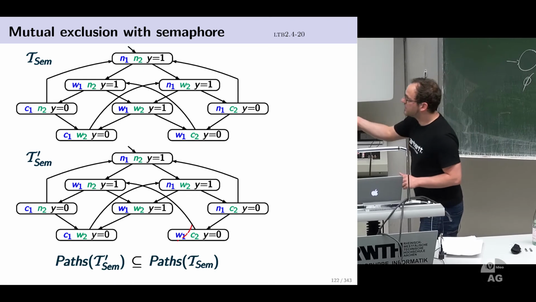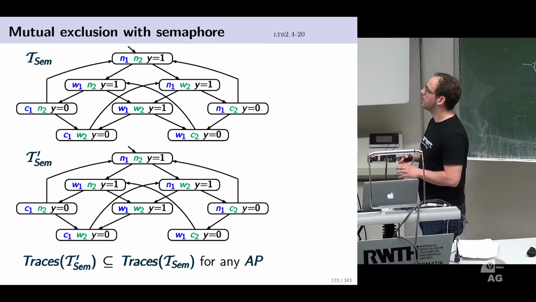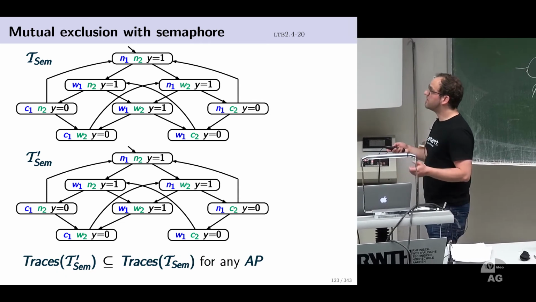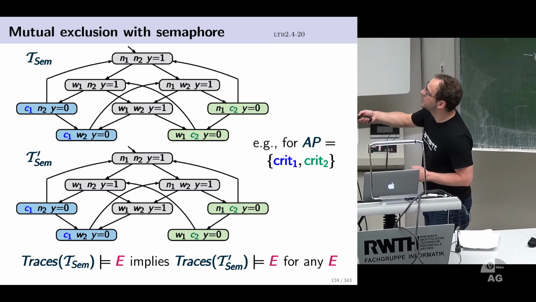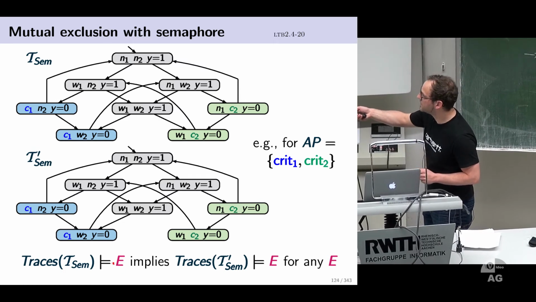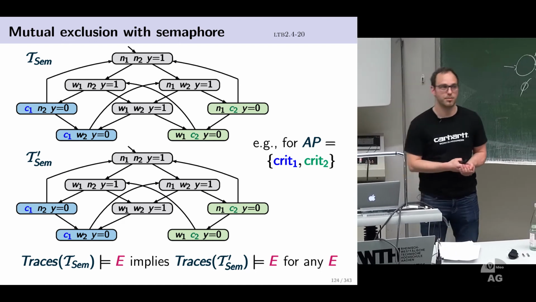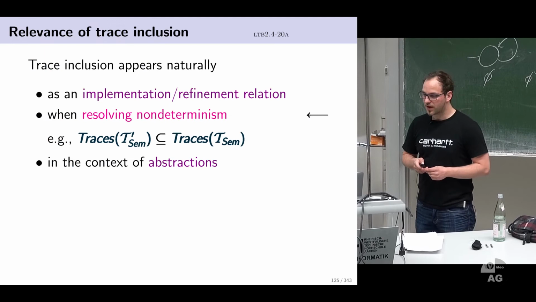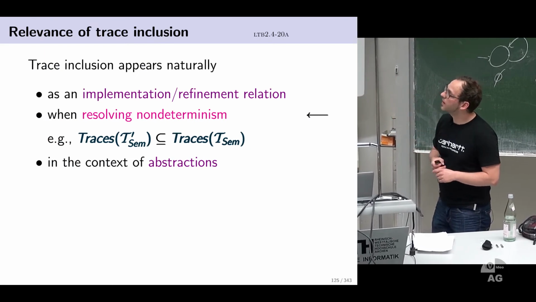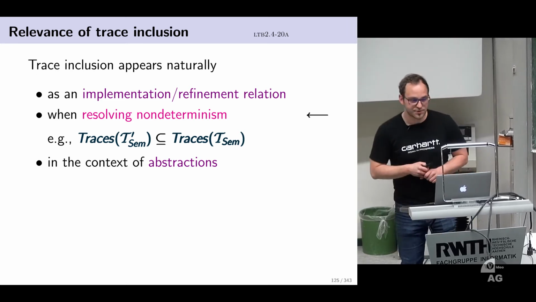Okay, and since we have that the paths of the lower one are fully included in the paths of the upper one, in fact, for any set of atomic propositions, we have that if the above one satisfies a linear time property, then this implies that the lower one also satisfies the linear time property, no matter what the LT property looks like. Okay, this was the first item where trace inclusion naturally pops up.